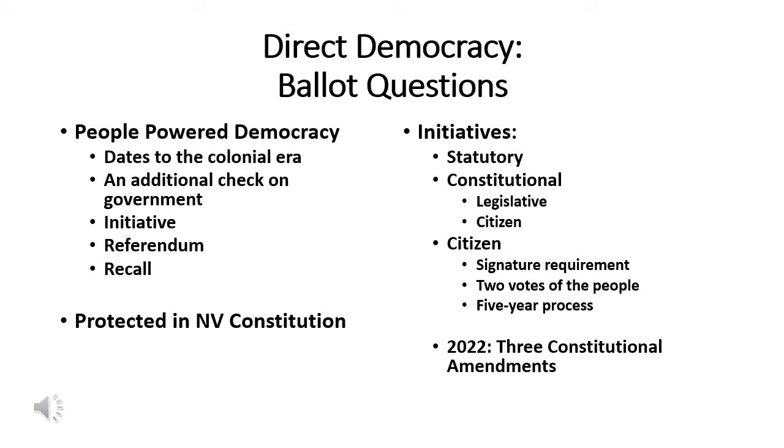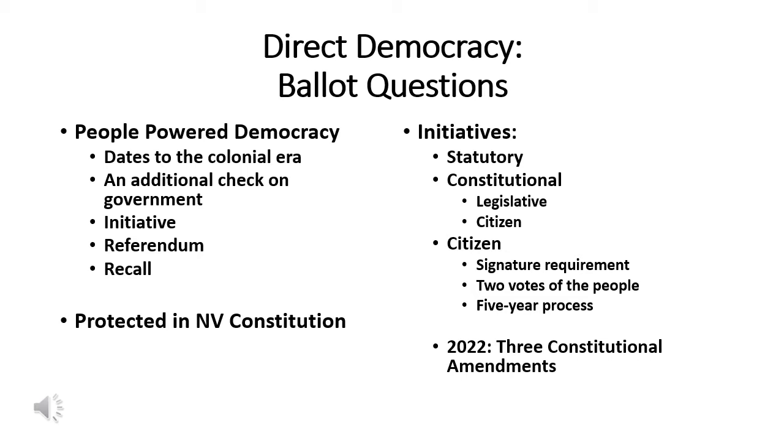There are 3 types of direct democracy that we have access to in the state of Nevada: the initiative, the referendum, and the recall, and all are protected in the Nevada Constitution. Let's talk first about the referendum and recall because we don't have either one of them on this year's ballot. So I want to briefly explain them before we talk about the initiatives that are on the ballot.